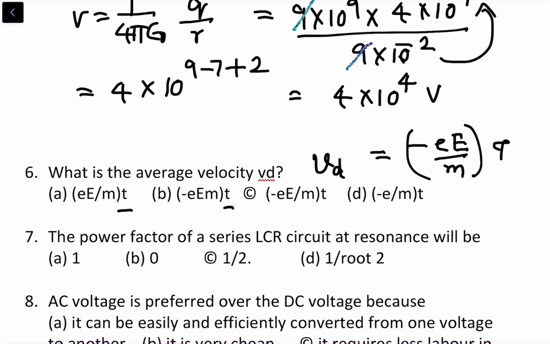Then after that, what is the option? Here, in these options, we have the correct answer in C, that is minus e by m into tau. So that is the answer.